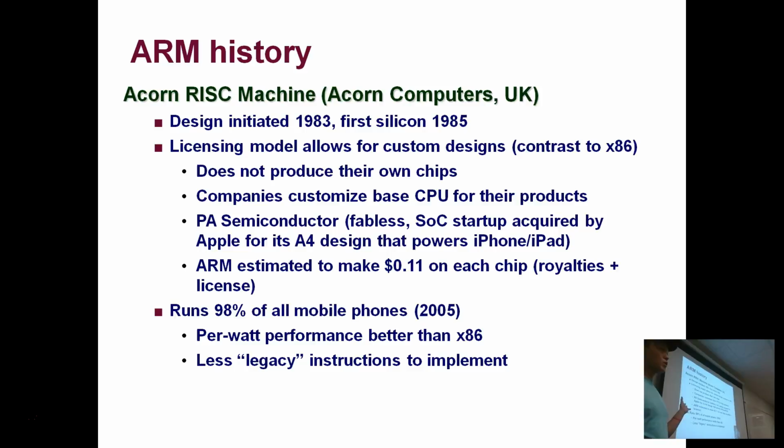There are many people who can fabricate ARM chips, whereas typically Intel is the only one producing the x86, and AMD. But the whole model of this architecture is to have other people run with the architecture and implement their own things. Okay, so they don't produce their own chips. Companies customize this base CPU for their products.